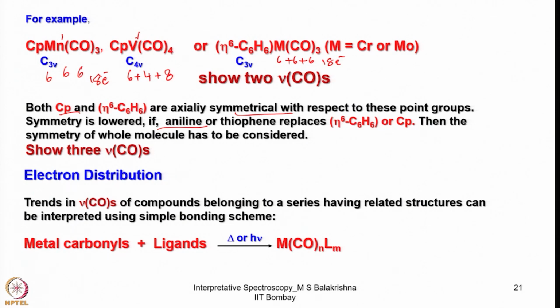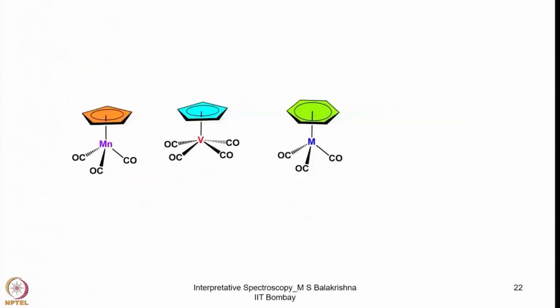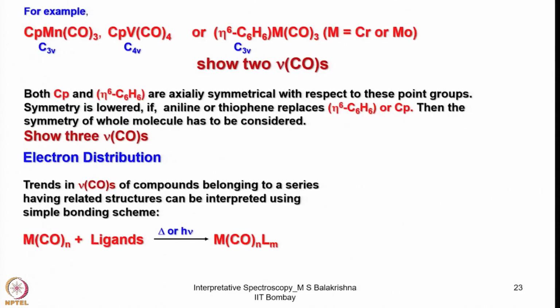Symmetry is lowered if aniline or thiophene replaces the arene, benzene or cyclopentadienyl group, then the symmetry of the whole molecule has to be considered. For example, here you can see the symmetry in the case of tricarbonyl cyclopentadienyl manganese, and you have a C3V. You can also have C3V, and here you can have a C4 axis of rotation. So basically you can consider the symmetry of the molecule as a whole because the other ligand is also symmetrical with respect to the point group that is identified.